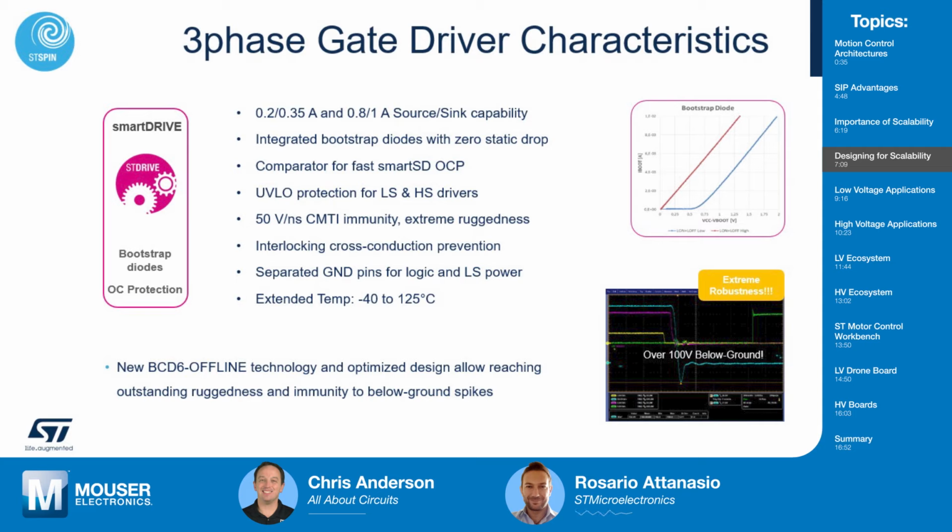And here in particular, I'm referring to the scope capture on the right-hand side of the slide. What I want is a ruggedness against the below ground spikes. And as you can see here, we have over 100 volts of below ground spike. For scalability, of course, I want also to cover a wide range of both indoor and outdoor applications, as well as operation in harsh environments, so minus 40 to 120 degrees C is definitely a plus for this type of system.